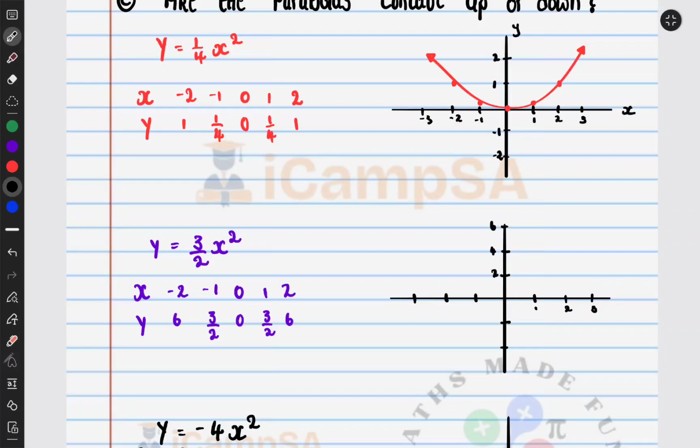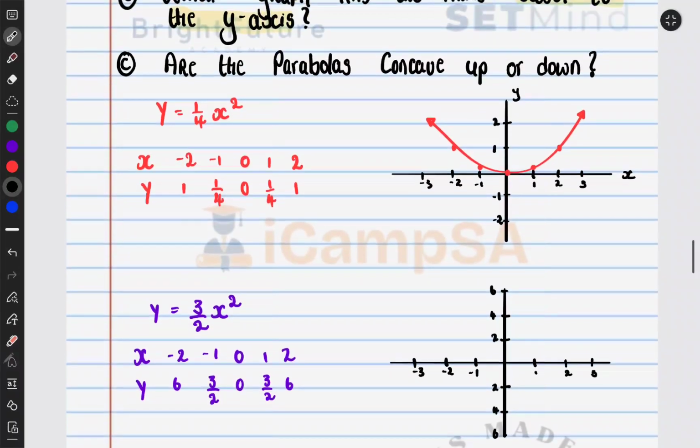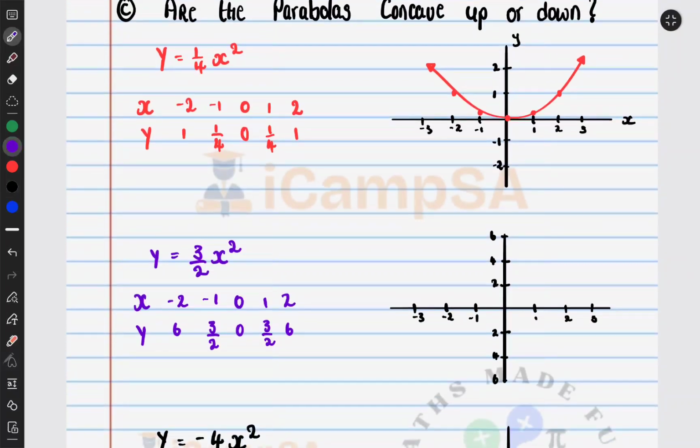Actually, I should have used the intervals of 3, but it's fine. Here we have negative 1, negative 2, negative 3, and 2, 4 and 6 there. Okay, let's plot the points. Negative 2 goes with 6, and then negative 1 goes with 3 over 2. 3 over 2, when you punch it in your calculator, is 1.5. So just about here, almost 2. And then we have 0 and 0, 1 and 3 over 2, and then 2 and 6.